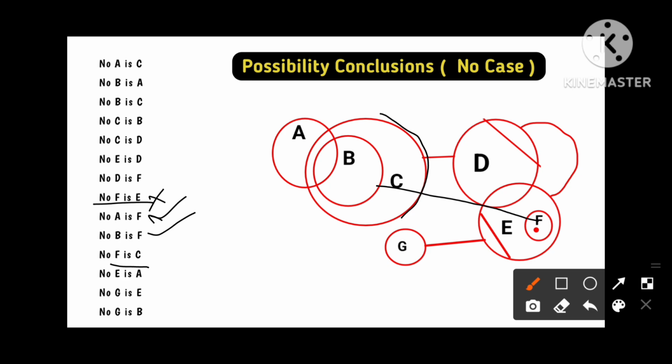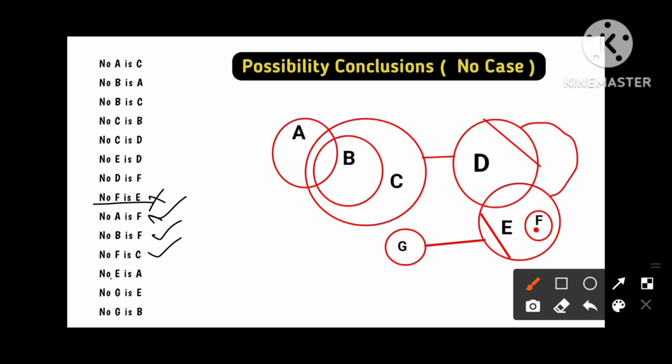Does some part of C share with F? Is it possible? It is not possible because F doesn't share with anything except E. So this conclusion will be false. Some case false means no case will be true.